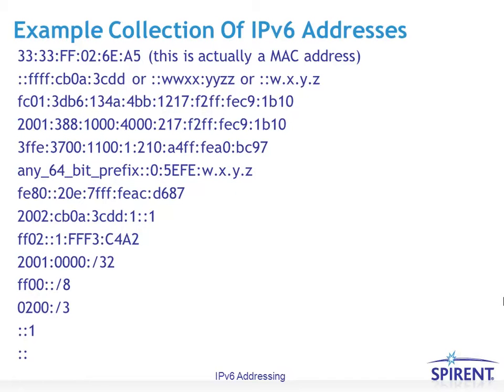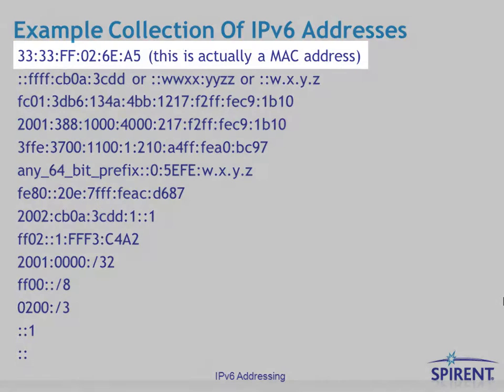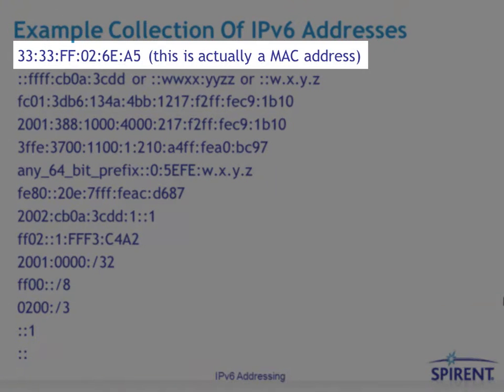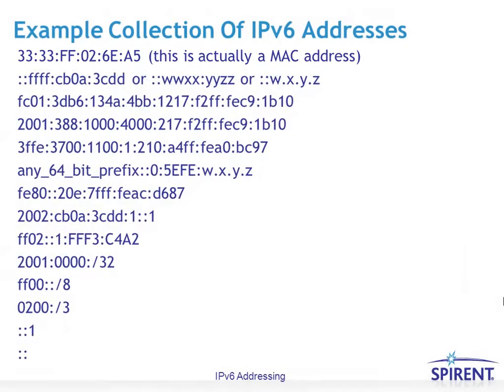This slide depicts an example collection of IPv6 addresses just to get you used to what you might be seeing out there in the real world. Actually, the first address is not an IPv6 address, it's an Ethernet MAC address. It's a multicast MAC prefix 33:33 that's used when mapping IPv6 multicast addresses down to an Ethernet multicast MAC address. More about that on a subsequent slide.